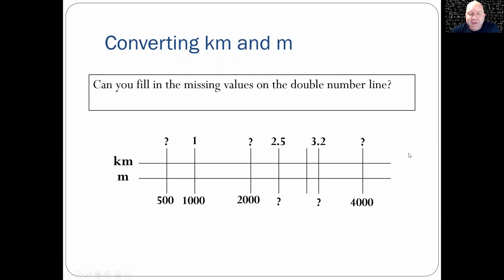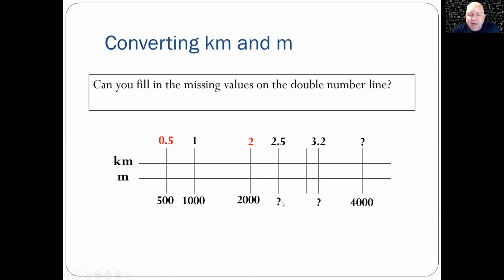So you can pause the video for a moment and see if you can work out these missing values. I'm going to reveal the answers in 3, 2, 1. 500 meters is the same as 0.5 kilometers. Divide by 1,000. So the 5 goes 1, 2, 3 places into the tenths column. So 0.5. 2,000 meters, we're going to divide by 1,000 to give us 2 kilometers.